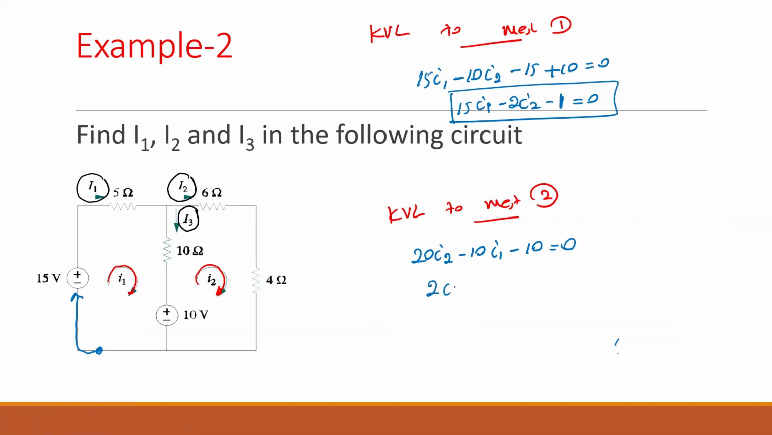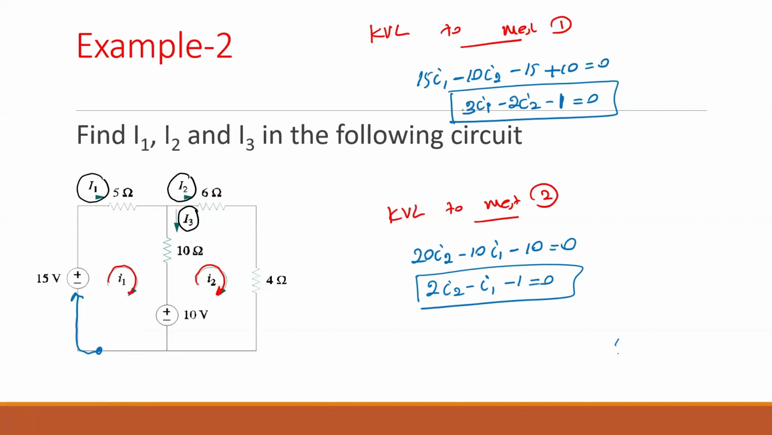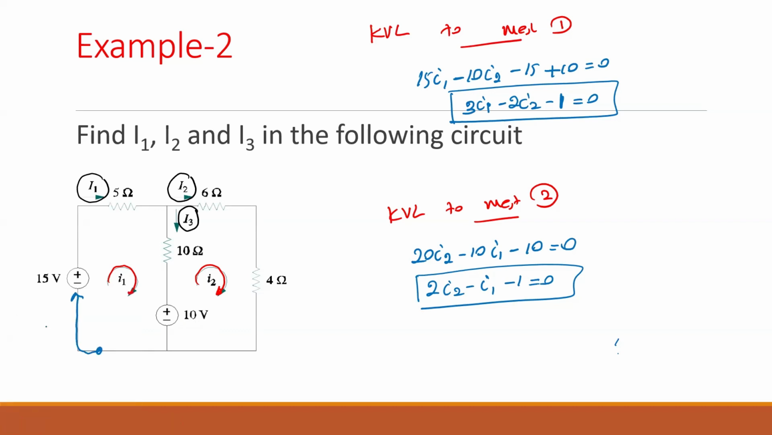How did you go? Yeah, I got both of those. Okay. Except the top one, sorry, I got 3I1 minus 2I2 minus 1, not 15I1. Yes. At the beginning, I made a mistake in that one. So I had forgotten this 10 actually. No, good. Yep, that's the same as I got. Okay. Now let's solve this, okay?